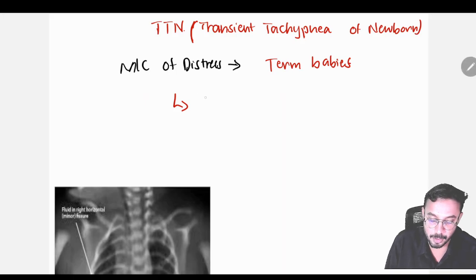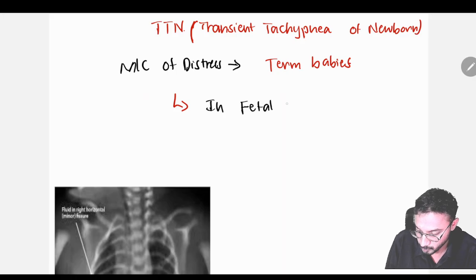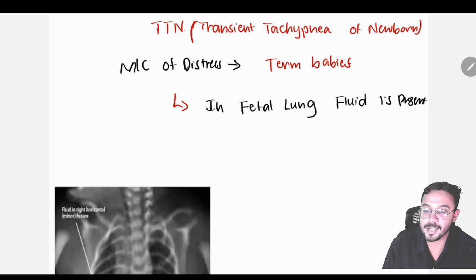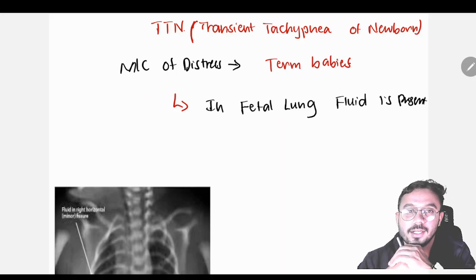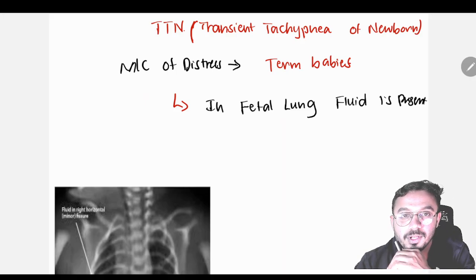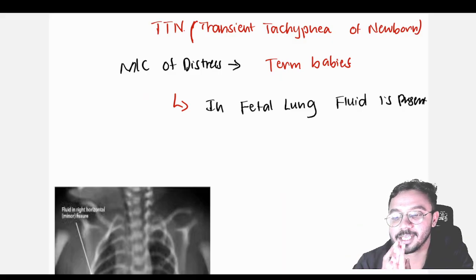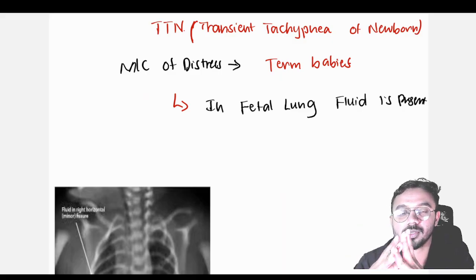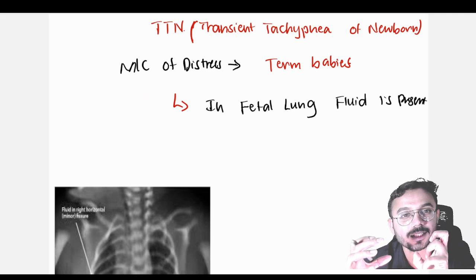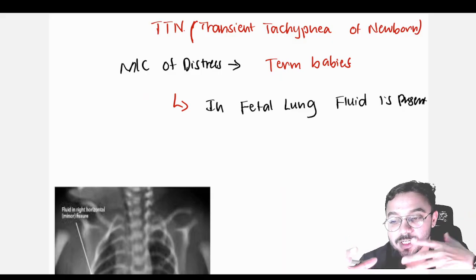So what will happen over here is, in the fetal lung, fluid is present. Normally, if the baby is born by normal vaginal delivery, the baby will get compressed. During the compression, the alveolar fluid, whatever fluid is present in the lungs, will come out from the lungs.